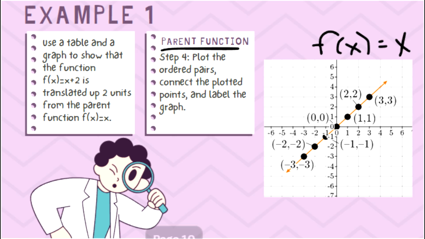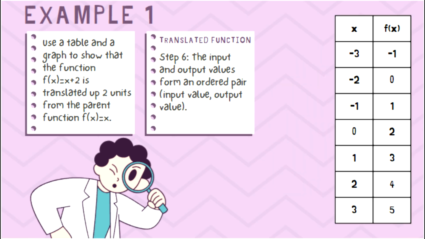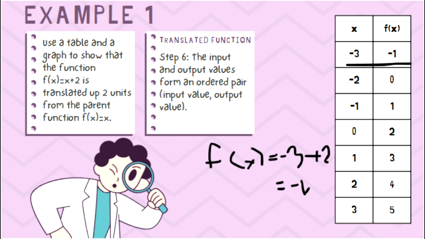Now we're going to do the whole thing again for the translated function. This is when you take f(x) is equal to x plus 2. Our first x is -3 plus 2. -3 plus 2 gives us -1, which you can see right here. Okay, you would do this for every value down this chart. So I'm just using this formula right here. I'm using the entire translated formula this time, not the parent formula.